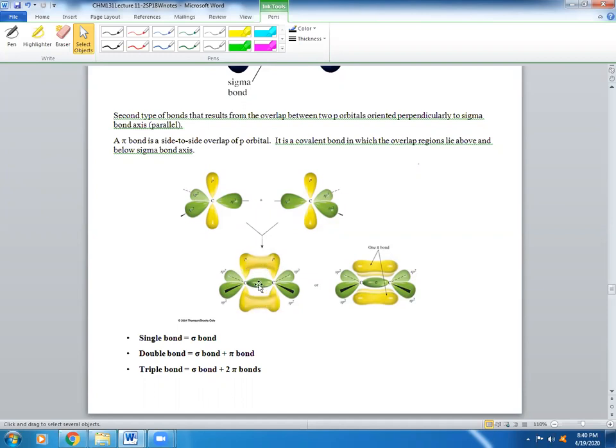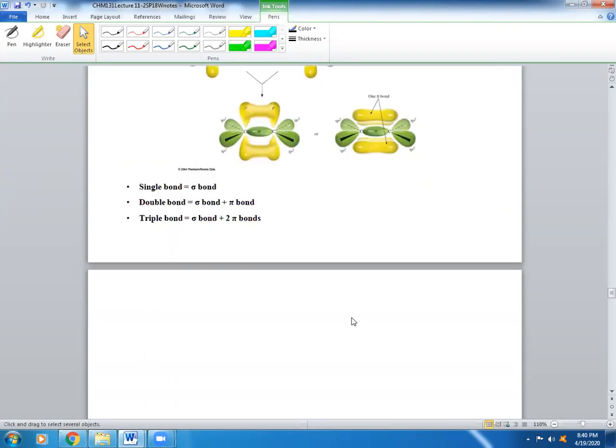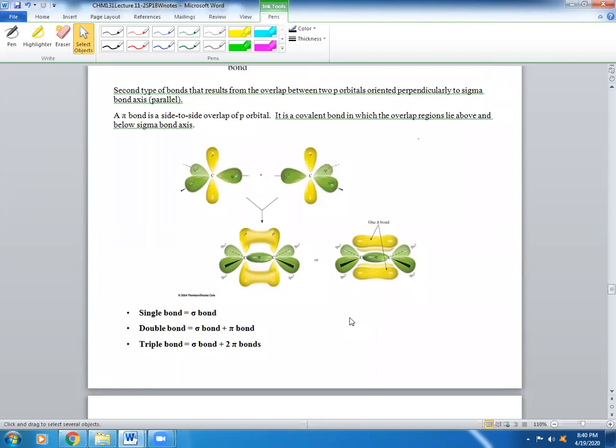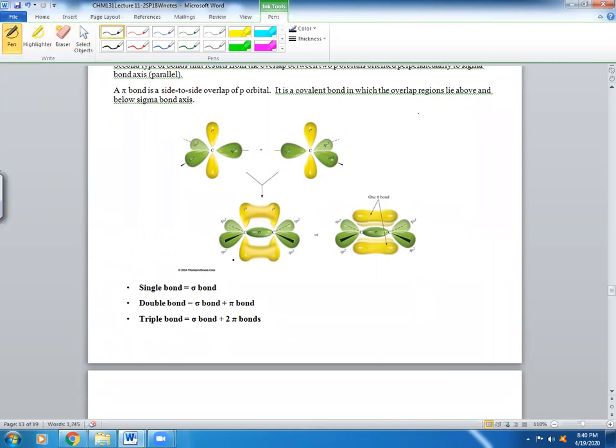There's an overlap between them, and they become above and below, and those are called a pi bond. Okay, so what do I need to do with the sigma and pi bond? All I need you to do, of course, is still know the definitions. If I give you a picture, you should be able to tell what's a pi bond and what's a sigma bond.